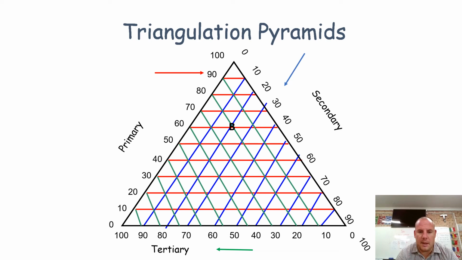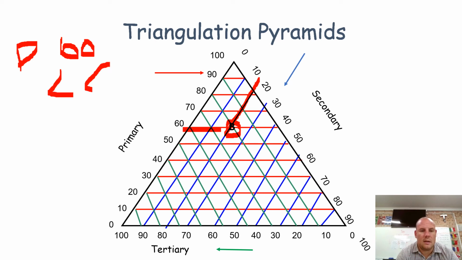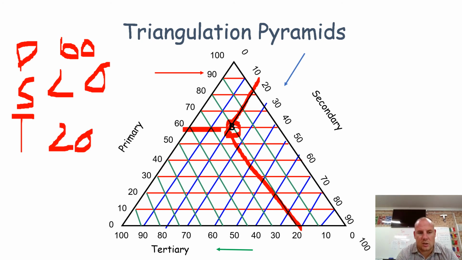Let's have a look at B. What is the primary, secondary and tertiary for B? Okay, so let's have a look. So primary is, and I'm going to read across, 60. Our secondary is going down, so it's going to be 20 for secondary. Our tertiary, we're looking again at the green, is 20 again. And just to double check, 60 plus 20 plus 20 is 100.